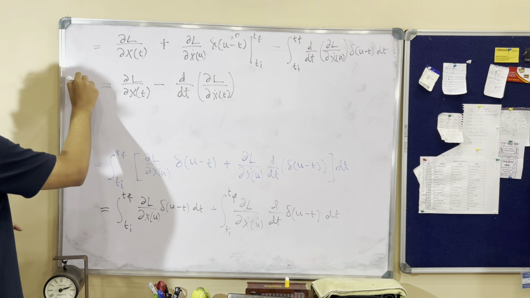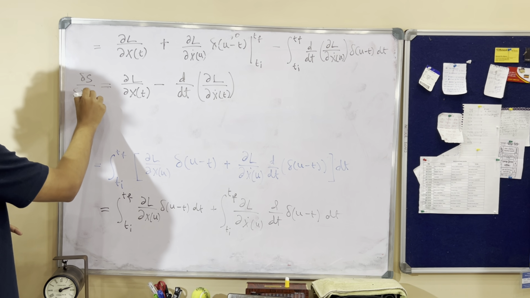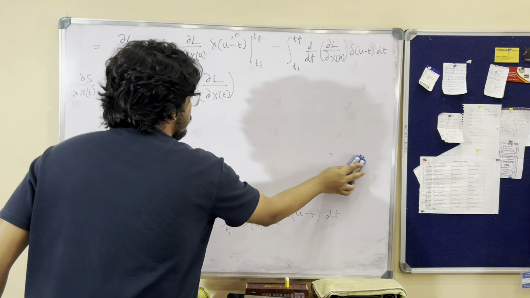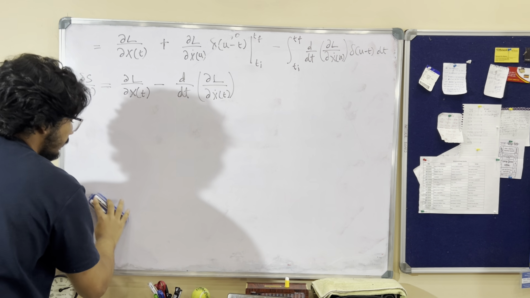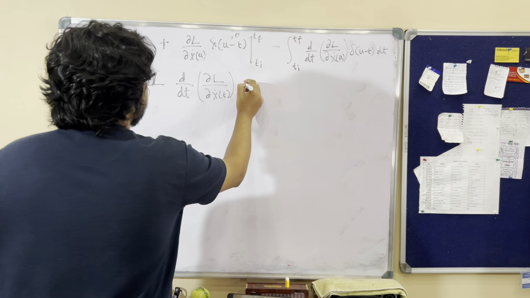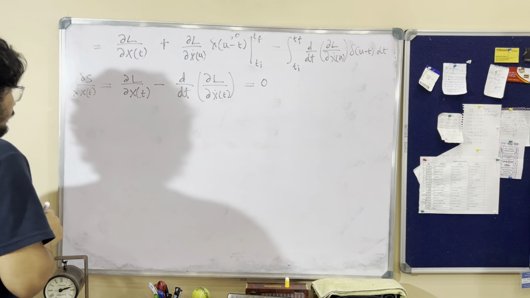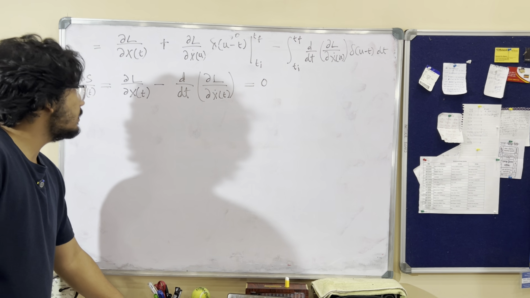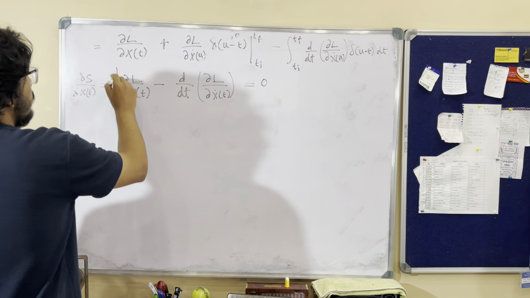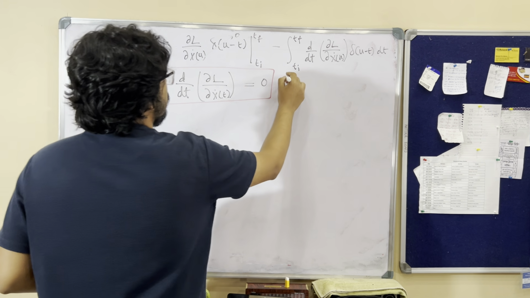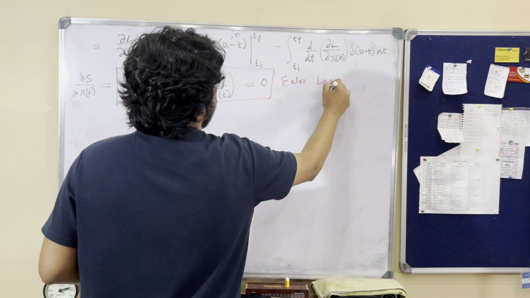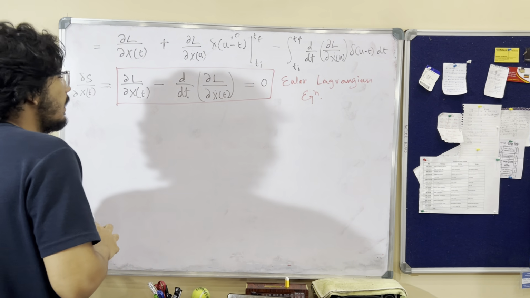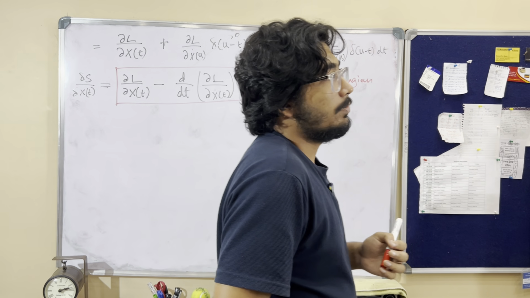Yeah. So this will be my functional derivative of my action. And according to the stationary action principle, we need to set this thing equal to 0 to get the equation of motion. So here, what we have just derived is the famous Euler-Lagrange equation. This is called the Euler-Lagrange equation.